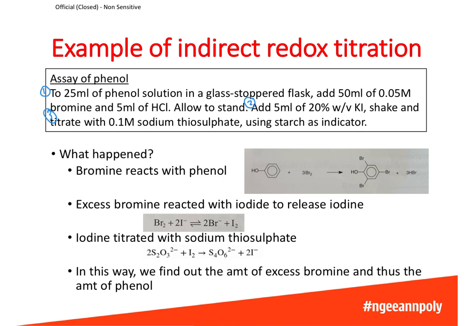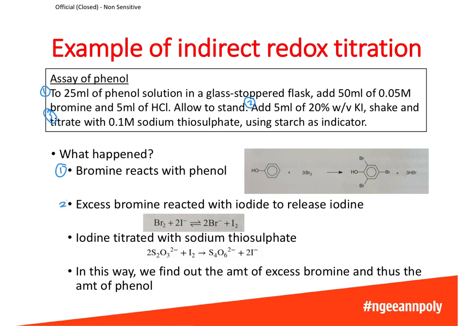So what happens at each step? In step 1, bromine reacts with phenol, and you can take a look at the chemical equation. So 1 phenol reacts with 3 bromine molecules. In step 1, bromine is intentionally added in excess. So now there would be some excess unreacted bromine.